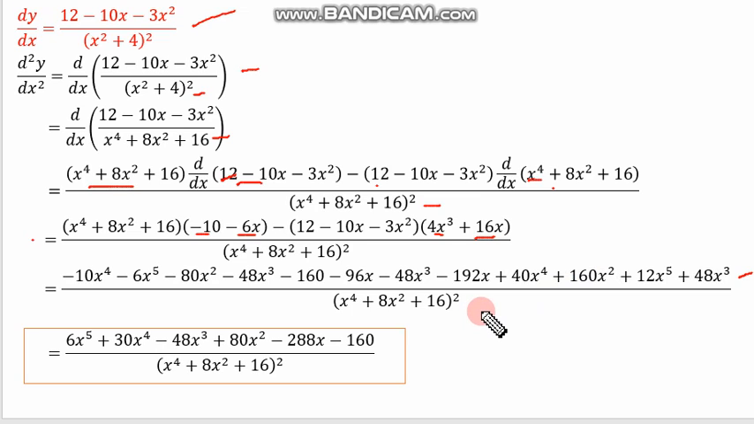Now we will combine like terms here in the numerator. So this is 6x raised to the fifth plus 30x raised to the fourth minus 48x cubed plus 80x squared minus 288x minus 160, all over x raised to the fourth plus 8x squared plus 16 quantity squared. So this is already simplified. Now this is the second order derivative of our original function, and this is the answer to our problem.